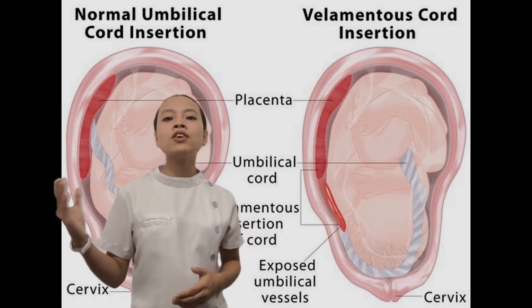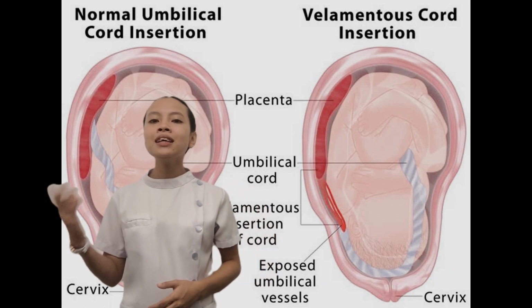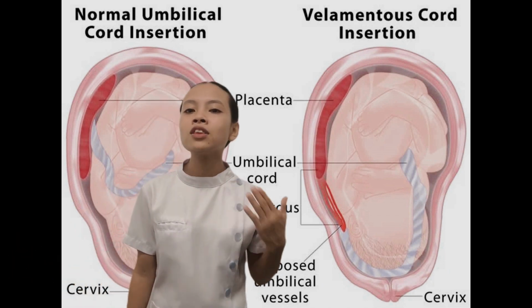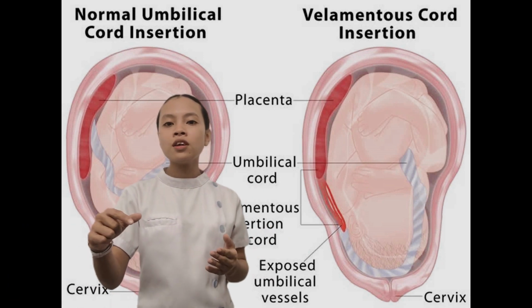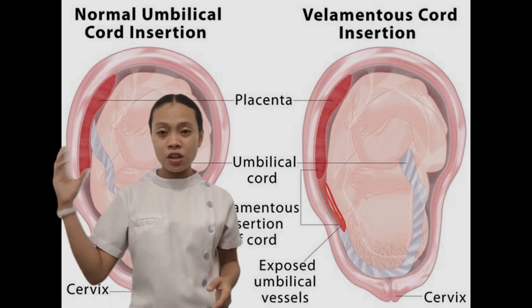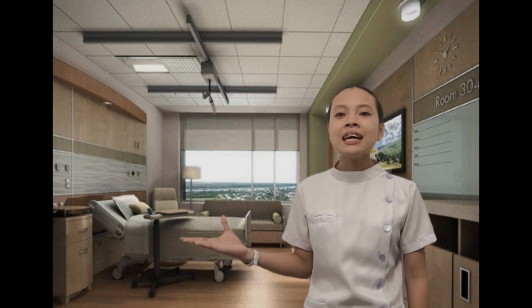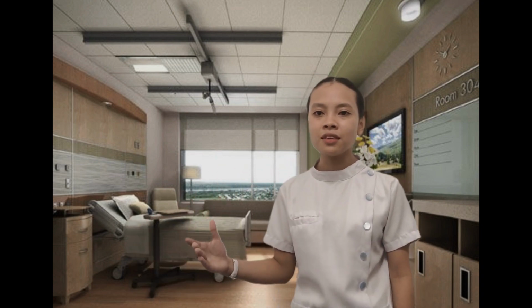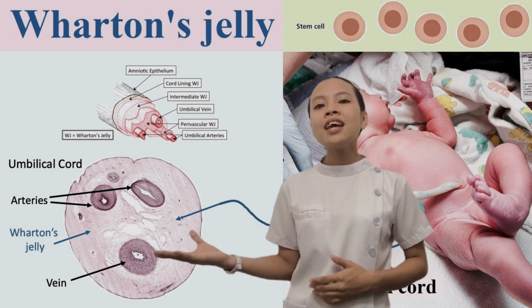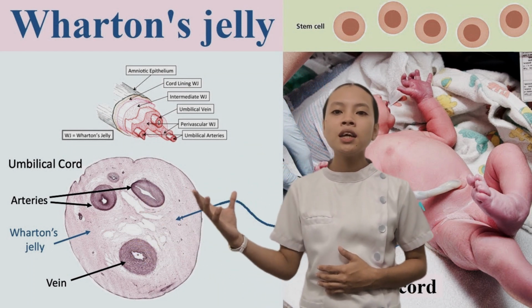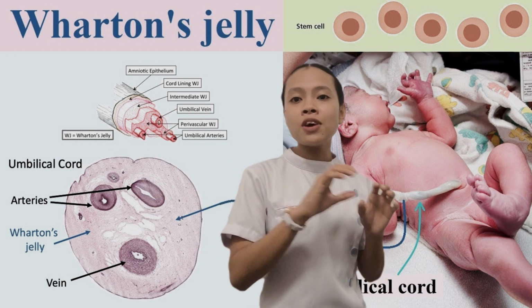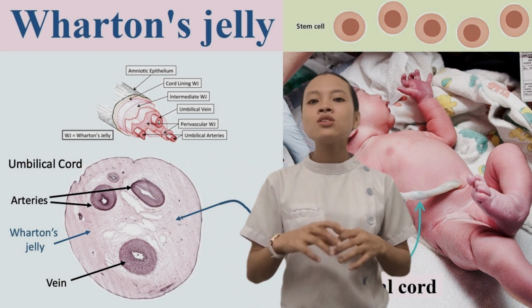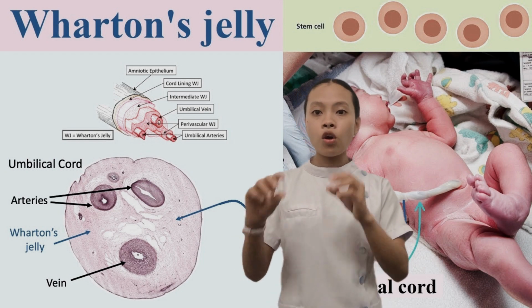However, in cases of Velamentous insertion, the umbilical cord inserts into the fetal membrane, also known as chorion, rather than attaching directly to the placenta. Typically, the umbilical cord travels from a fetus's belly button to inside the placenta, where there's easy access to the nutrients a mother and the fetus are sharing. A gel-like substance called Wharton's jelly protects the blood vessels inside the umbilical cord so that they don't twist, squeeze, or break.